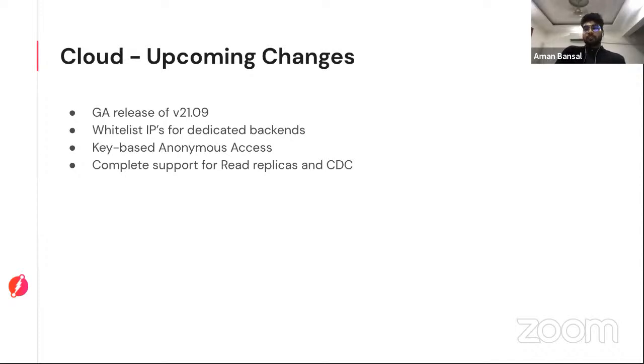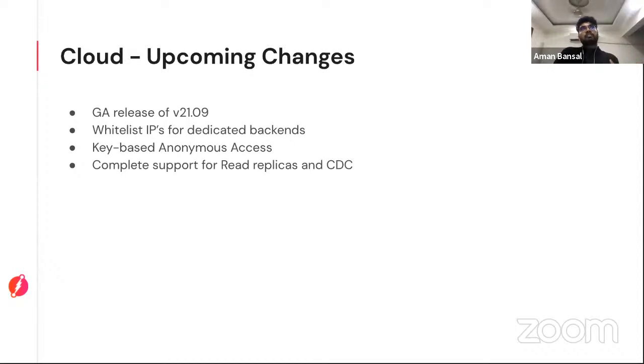So that's another set of features on which the team is working, and it will soon be available to all the dedicated backends over the cloud. The third thing we are working on right now is more improved key-based anonymous access. What we currently have in terms of access is quite rigid: you can only have admin and DQL-based identification over the access keys.